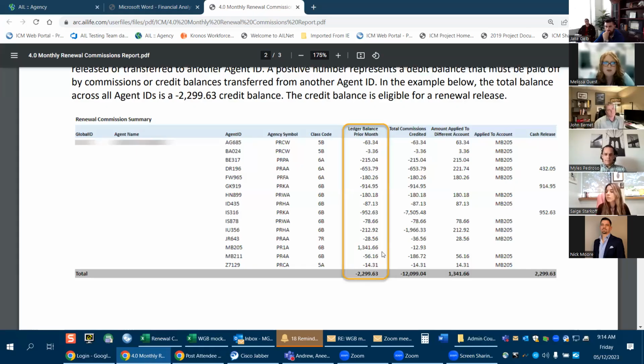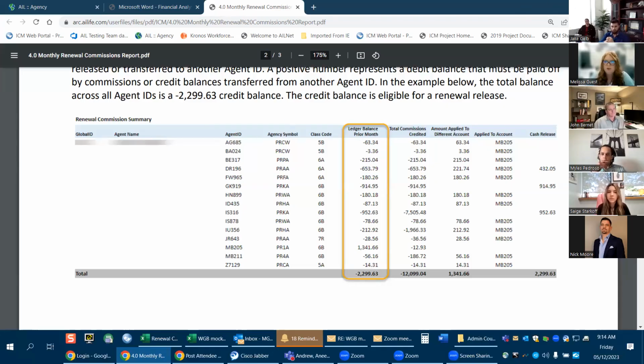Gotcha. Whenever you're looking at your reports in ICM, like the current report for the current month, they're going to be indexed based on the date that we pay renewals. So the current month report is going to be the May report, because that's the date that we're running renewals. That's the date that we're paying renewals. But the ledger balance prior month that you see for the month of May is actually going to list April 24th balances, because those are the balances that were being used for the termination of a release. It's also going to list all of the April 24th commissions.